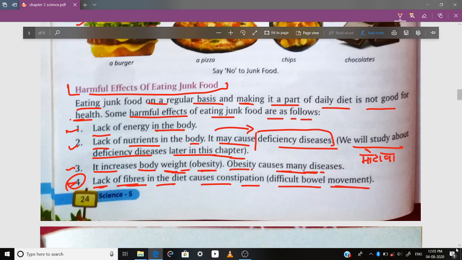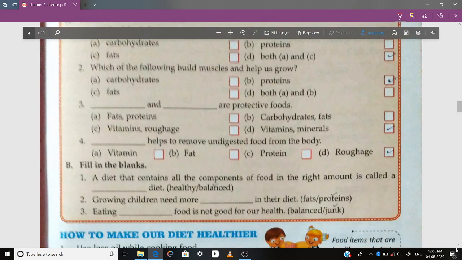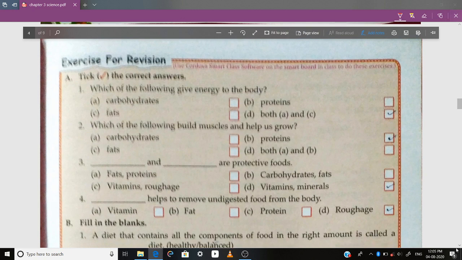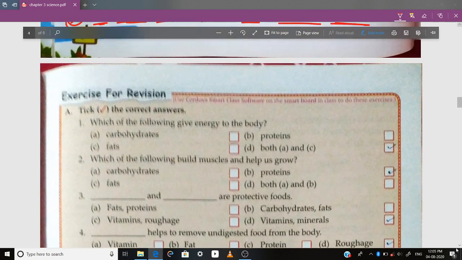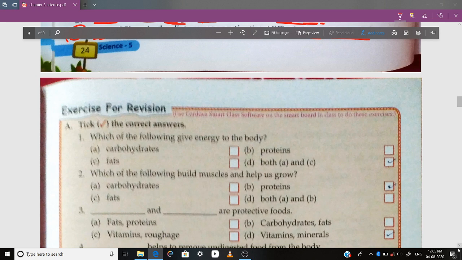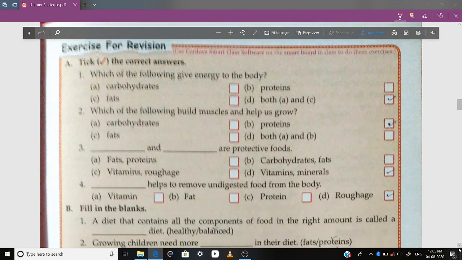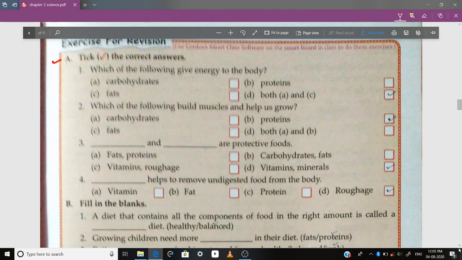Now the next topic is revision. So we are going to revise now. This is the first exercise for revision, given on page number 25. You have to do it, and I'm going to discuss it. First, tick the correct answer. Number one, which of the following gives energy to the body?